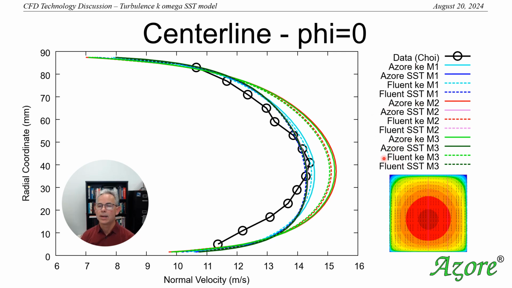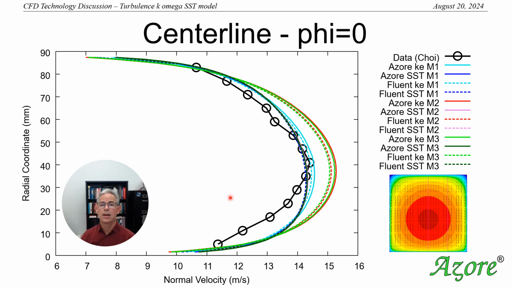Let's pick another one. Let's look at Fluent right here. For the Fluent kinetic energy, the K epsilon turbulence model is this green dashed line, which would be this prediction right here. So for instance, if we wanted to compare the predictions between Fluent on mesh M3 and Azore on mesh M3, it would be a comparison between this solid green line and this dashed green line. And likewise for the red line right here, this would be for our mesh M2 between here and here.